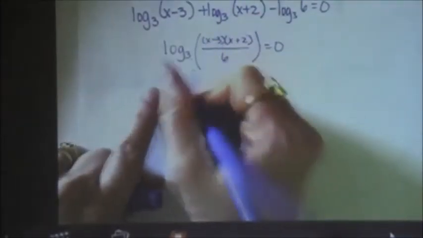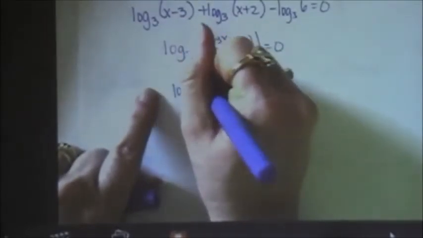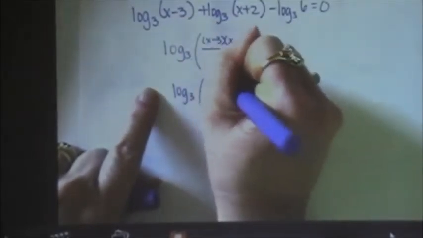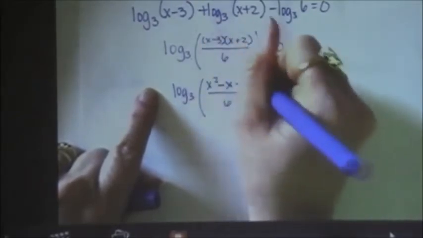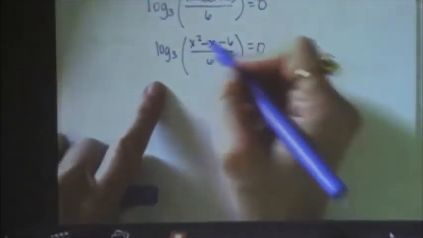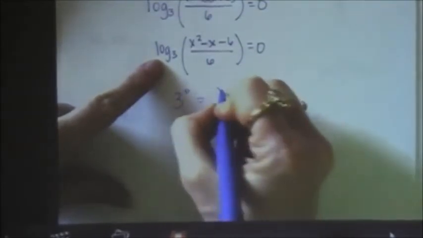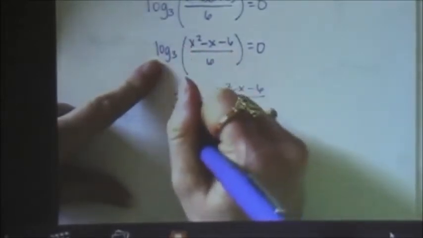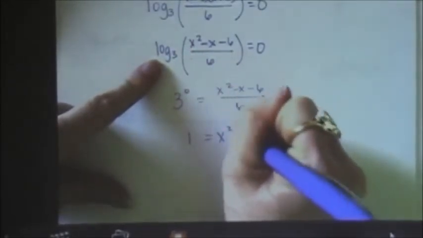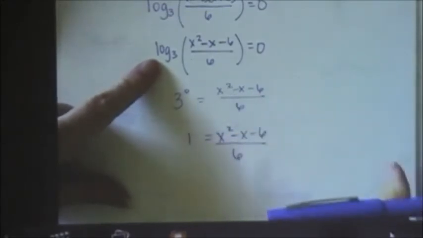I'm going to have to FOIL out the top. And now once I have it down to one simplified argument like this, rewrite it exponentially. So 3 to the 0 power equals x squared minus x minus 6 over 6. Anything to the 0 power is 1. Cross multiply, clear the fraction. And I got 6 equals x squared minus x minus 6.